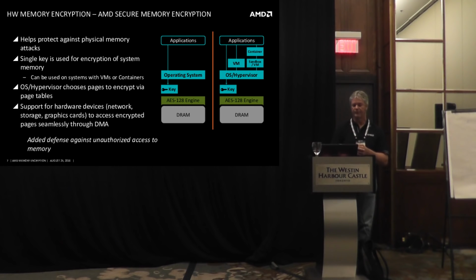There's support for hardware devices to DMA into and out of memory. The device would need to support where the C bit is located, which is most likely going to be bit 48. So you need to have a device that can support 48-bit DMA or higher. If you don't, then we would have to use bounce buffers in that case.